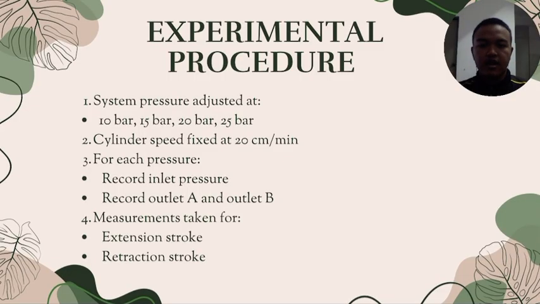So first, system pressure is adjusted at four values: 10 bar, 15 bar, 20 bar, and lastly 25 bar. Second, cylinder speed is fixed at 20 cm per minute, and third, for each pressure, we will record inlet pressure and outlet A and outlet B. And lastly, measurements will be taken for the extension stroke and retraction stroke.